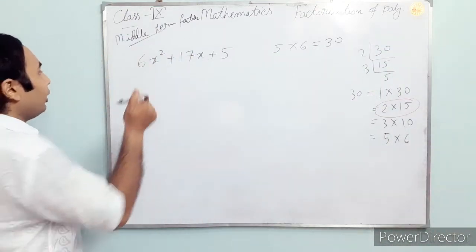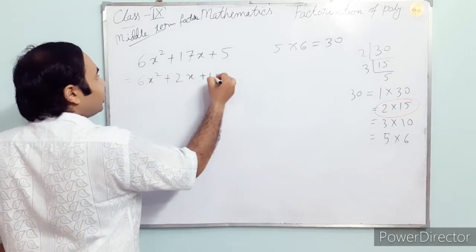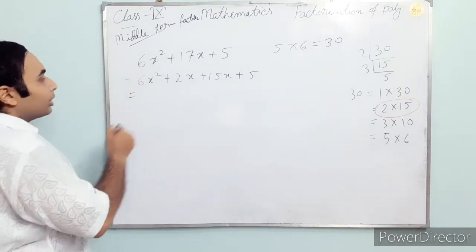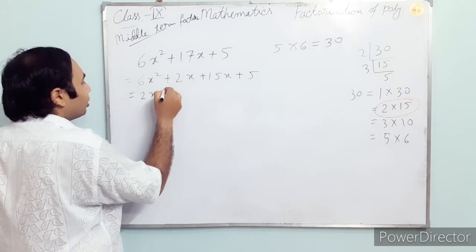So let us apply. 6x square plus 2x plus 15x plus 5, and also you have to take the commons correctly. 6x square and 2x are there, so 2x will be common over there.